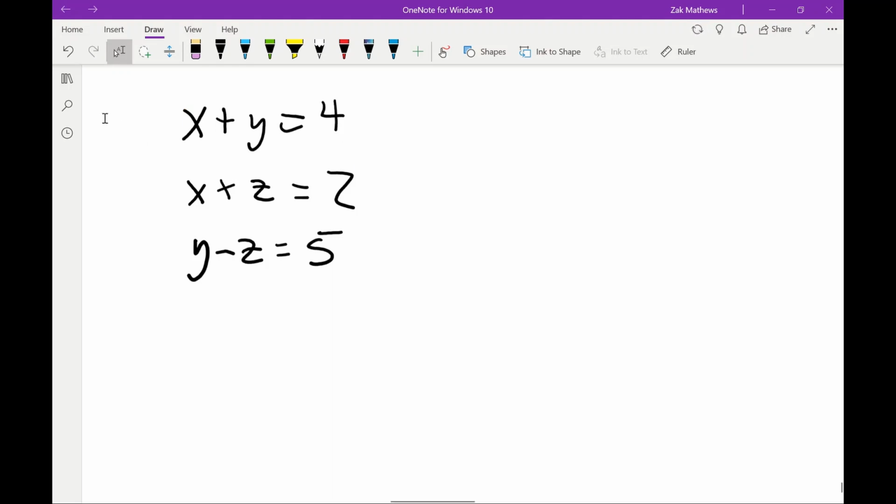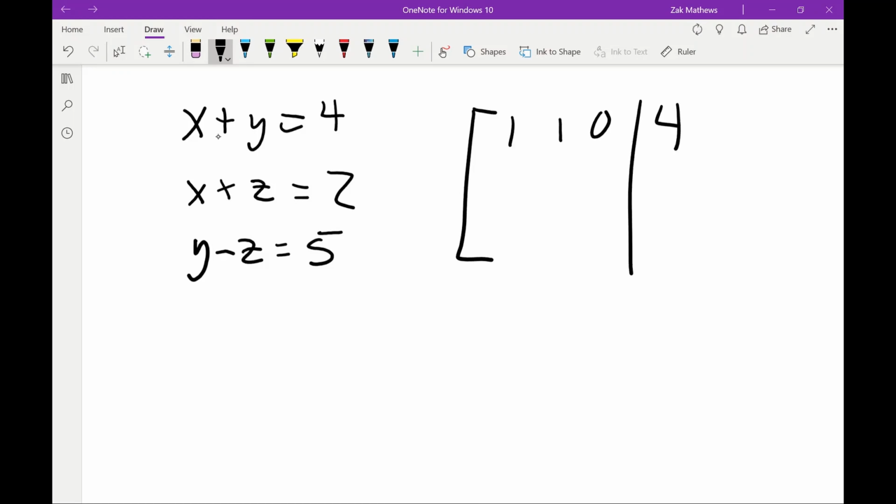All right, so here is the last example I want to do. We're going to use our matrix. So I'm going to start by putting it into the matrix. We have 1, 1, 0, and 4. We have 1, 0, 1, 2. And we have 0, 1, negative 1, 5.